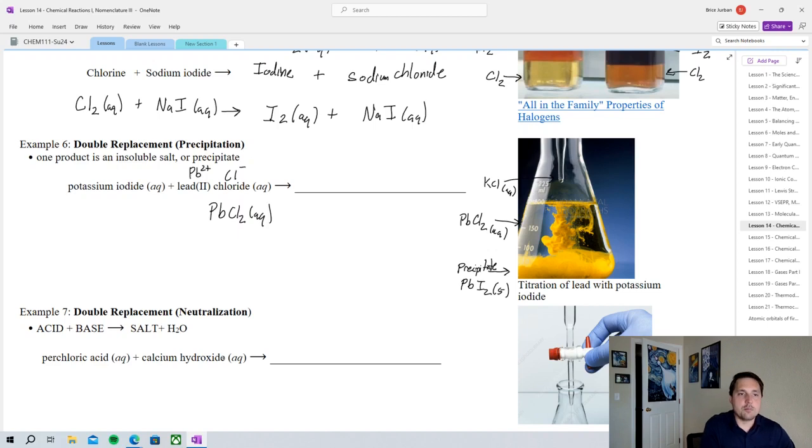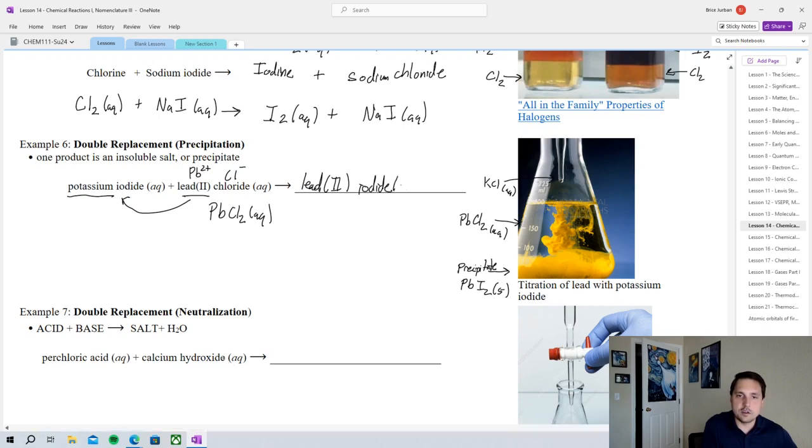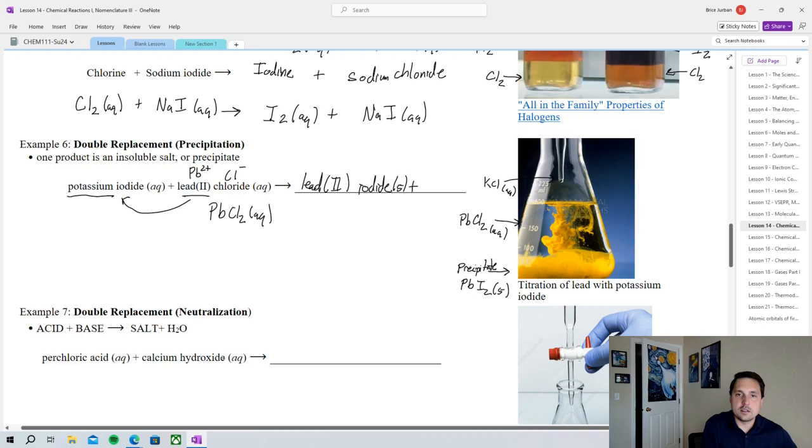So when we write this out, you might not know what the products are right away. All you need to do is exchange these two. And so we'll end up getting lead 2 iodide, and we'll be able to predict in a little bit that this is not aqueous, but in fact it's going to be a solid. And then we'll end up getting potassium chloride as another product here. Potassium chloride is aqueous, it's soluble, so it's going to stay in solution. So that's another one of these compounds that's in here, we just can't see it.